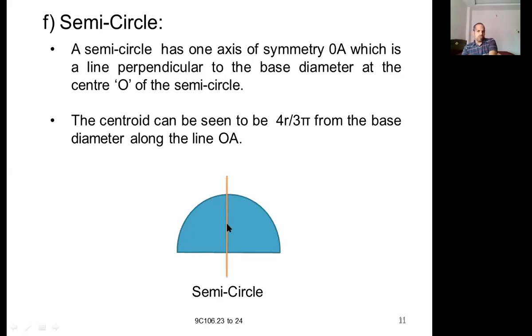But if you want y bar, then y bar is 4r by 3 pi from the base diameter along the line OA. This line OA is the symmetrical y-axis. This is the radius r. This is nothing but 4r by 3 pi.